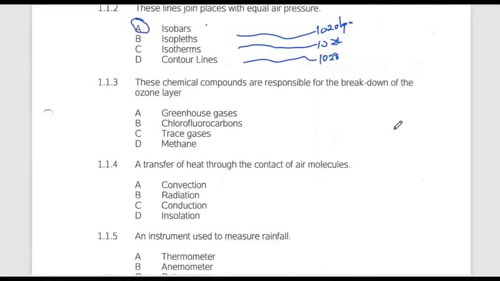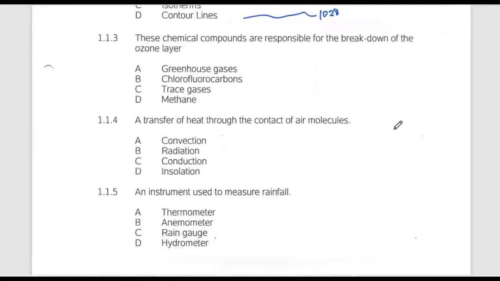Then we'll move on to question number 1.13. These chemical compounds are responsible for the breakdown of the ozone layer. Remember, we talked about ozone depletion. What causes ozone depletion, or what is responsible for the damage of the ozone layer? The correct response is the chlorofluorocarbons, which we call the CFCs. These are the gases responsible for the damage of our ozone layer.